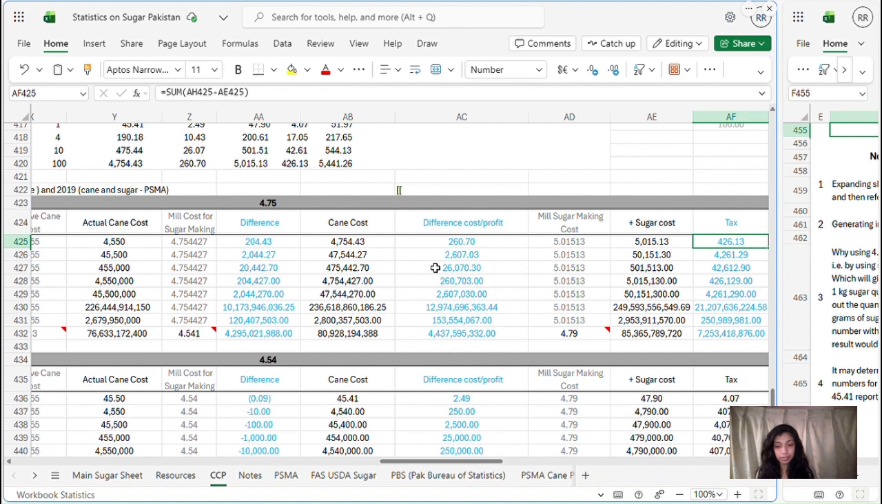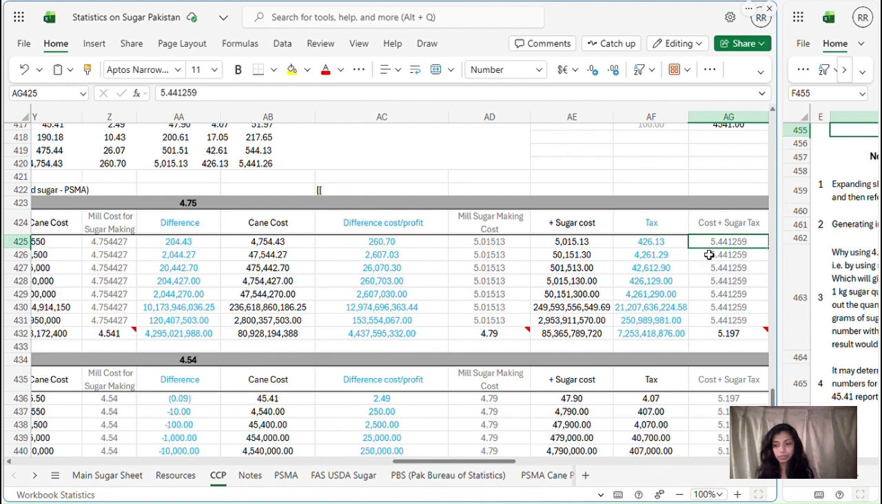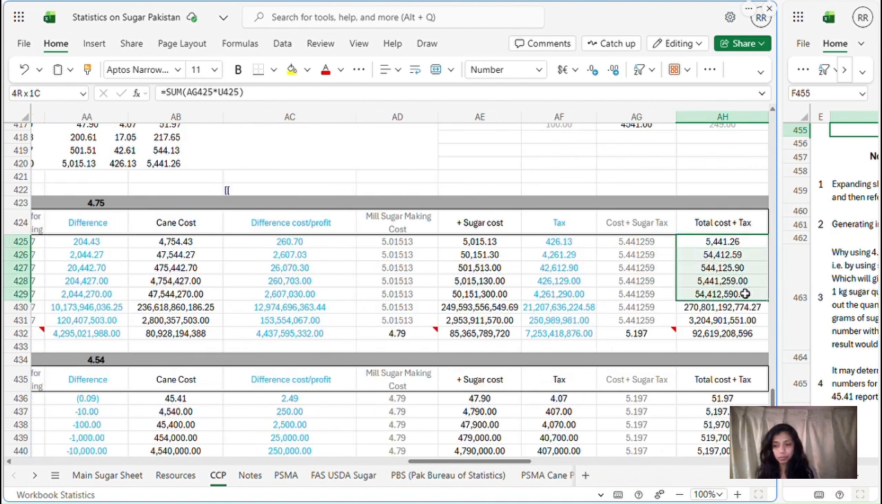I hope this is clear, and we move forward and we see this is the difference of cost, profit. This is the cost they are going to get in total for the cane, and then when the cost of making and profit is added, you're going to process the cane and make the sugar. So this process is going to cost this, and once this amount is added to this cane cost, you're going to get the sugar cost here, the mills. And when tax is added to this sugar cost, you're going to get the total cost of sugar plus tax.